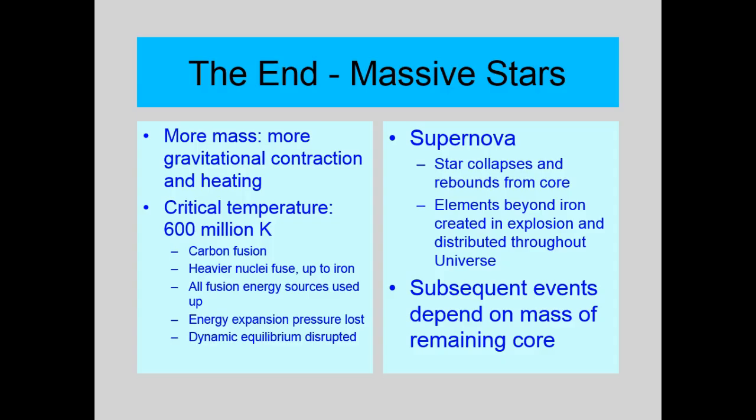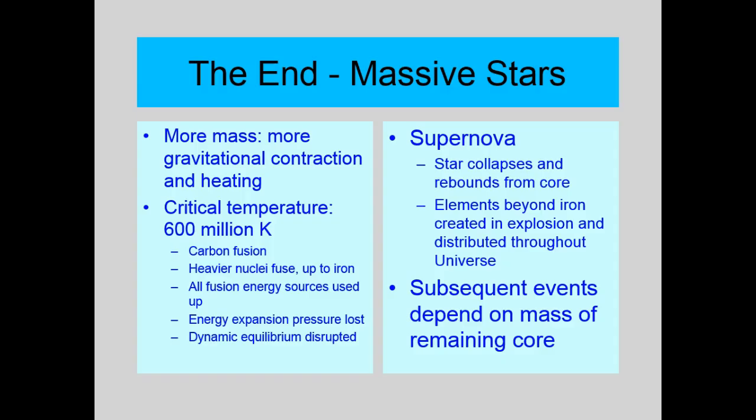Mercury is up there. It's not so awfully rare. Lead is not so awfully rare. Bismuth. Some of these are not as rare as others, but for many of these, the amount of them you find is very, very small. And that's why. So elements beyond iron are created in that explosion, distributed throughout the universe.